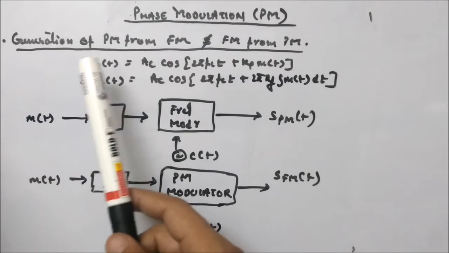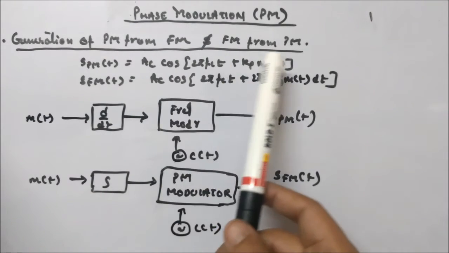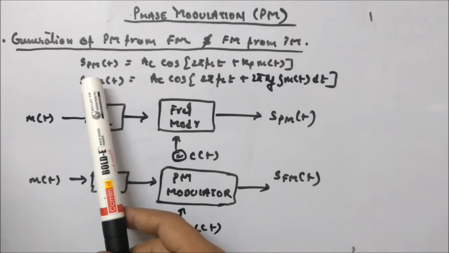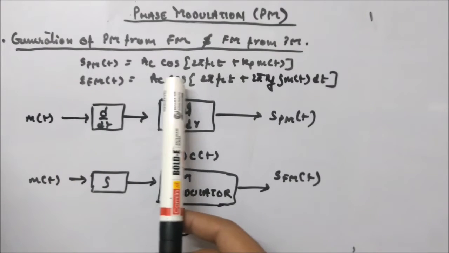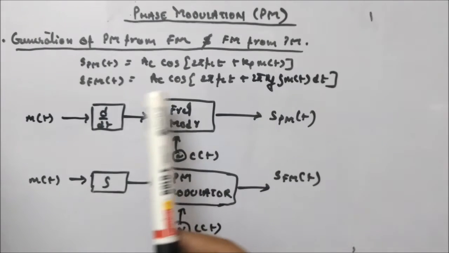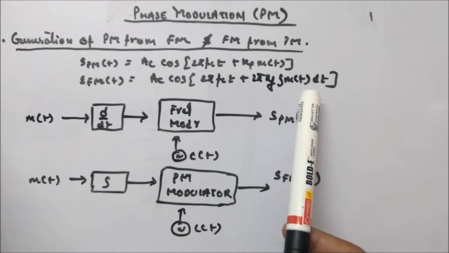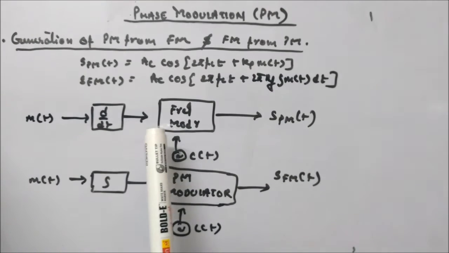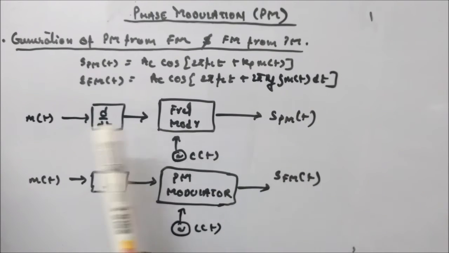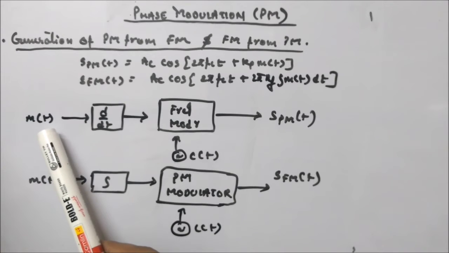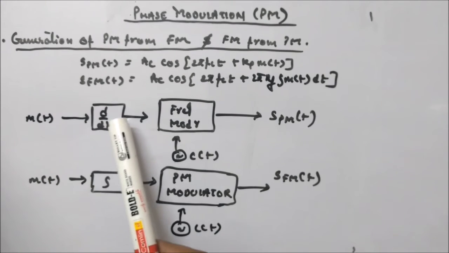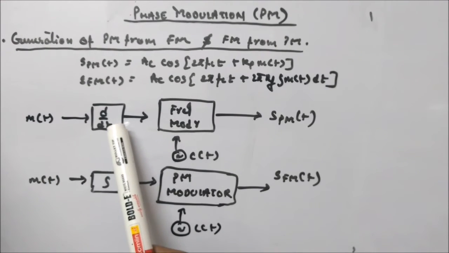Let's see how you can generate a PM from FM and FM from PM. So you know the equation s_PM(t) is equal to A_c cos(2πf_c t + K_p m(t)), and s_FM(t) is A_c cos(2πf_c t + 2πK_f integration of m(t) dt). So if you want to generate a PM signal from a message signal, you just pass the message signal through a differentiator, a first order differentiator.